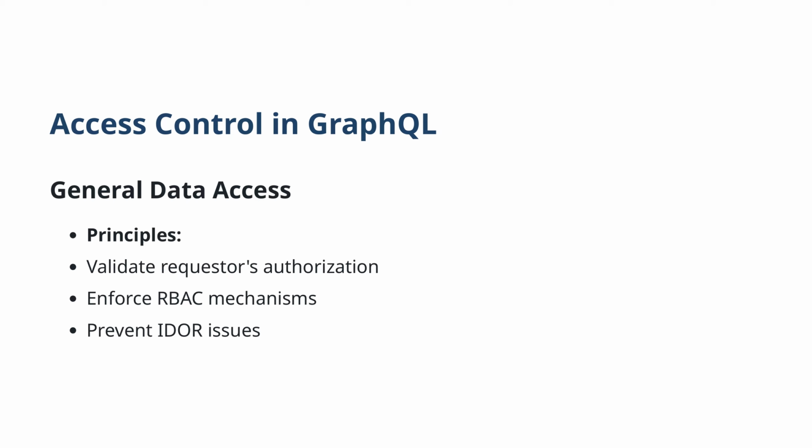Lastly, we must take steps to prevent insecure direct object references (IDOR) issues. IDOR vulnerabilities allow attackers to access unauthorized data by simply tampering with the input. Implementing robust access control checks can mitigate this risk effectively. Together, these principles form the backbone of a secure GraphQL access control strategy.